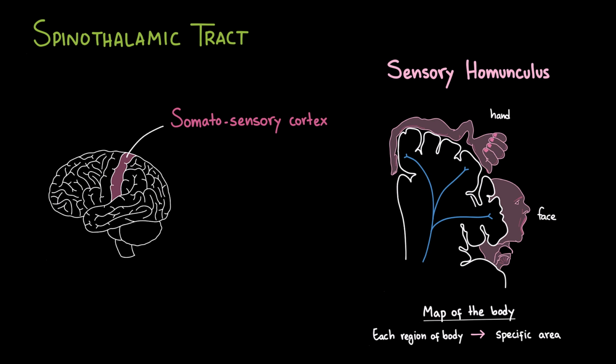Larger areas are dedicated to body parts with more sensory receptors and finer sensitivity, like the lips, hands, and tongue, while smaller areas represent regions with less sensitivity, like the back or legs. In other words, your brain sees your body through this sensory map.